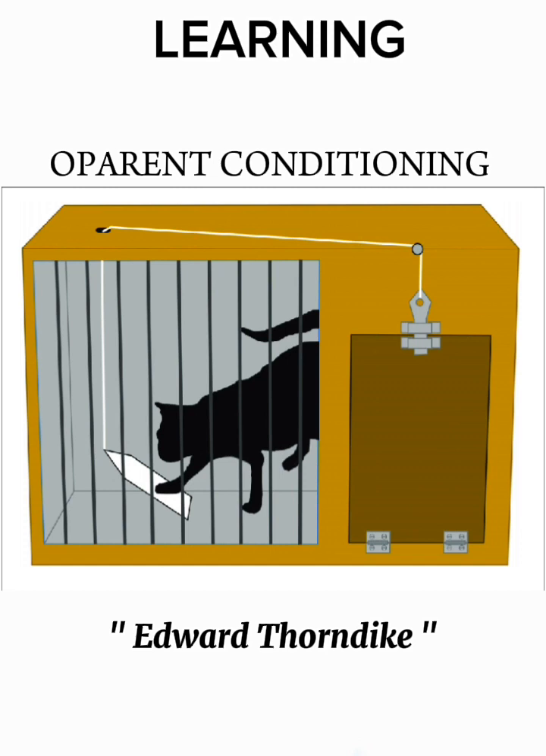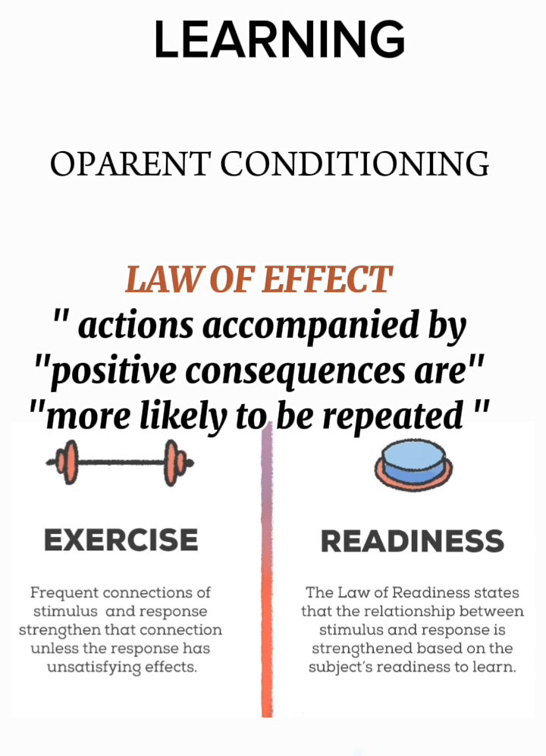The cat would be more likely to escape from the box quickly, right? This was called the law of effect, which became his major law. It's also important to note that he has three laws in total that you need to be familiar with: the law of effect, the law of readiness, and the law of exercise.